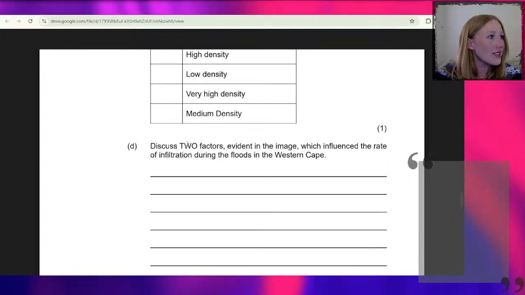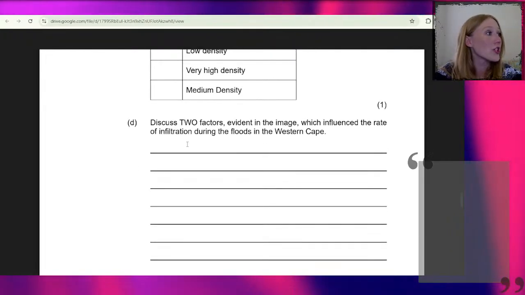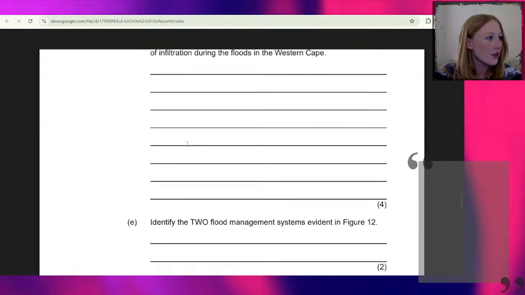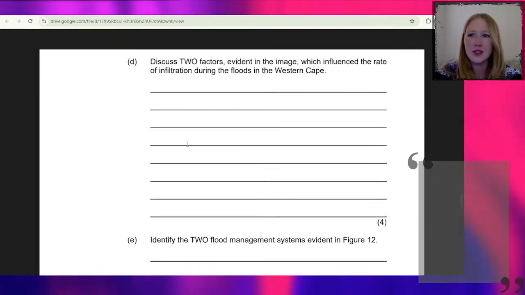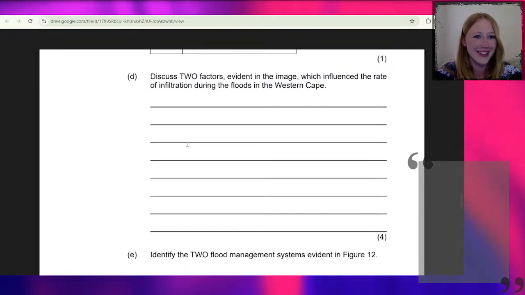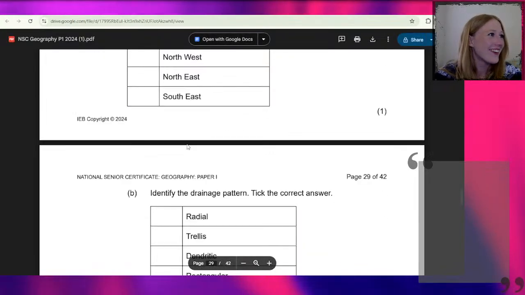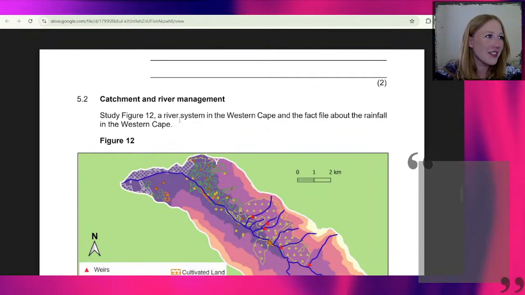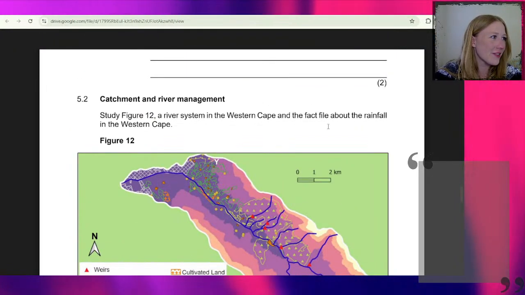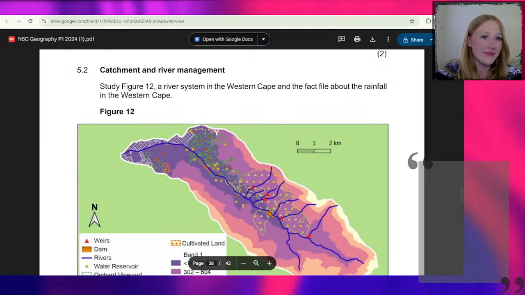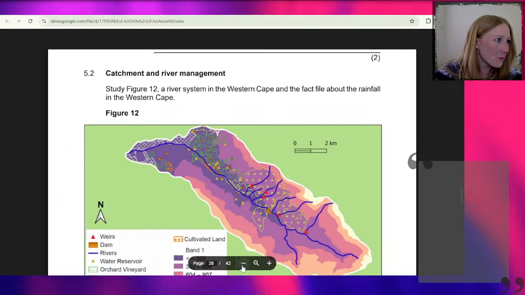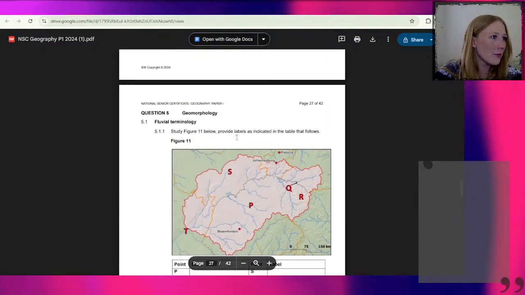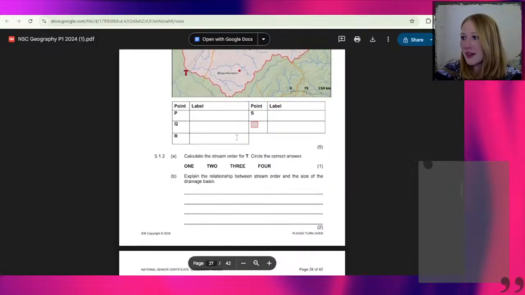Discuss two factors evident in the image which influence the rate of infiltration during the floods in the Western Cape. Where was this alleged fact file that I was supposed to be looking at? I actually didn't look. Study figure 12, a river system, and the fact file about the rainfall. Did I miss something? Did I skip something? Let me just maybe go back. No, I don't see anything there.